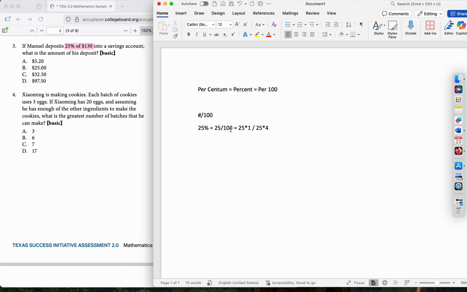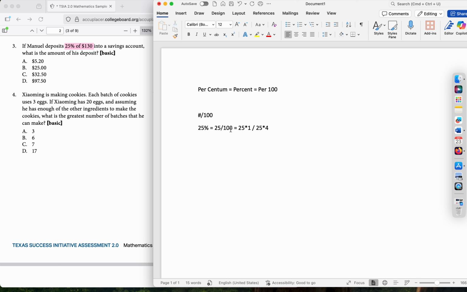Now, that's a pretty roundabout way of saying I need to take this fraction 1 over 4 and multiply it by 130. And so what do we get when we divide 130 by 4? 130 divided by 4.